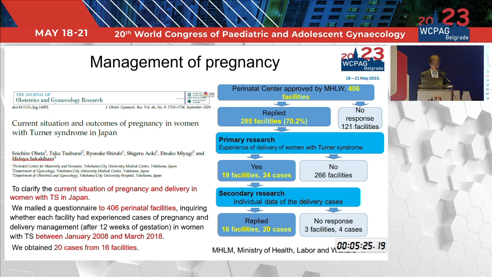This is a list of 20 cases. 13 of the 20 cases conceived due to oocyte donation. In addition, although menarche was observed, there were 3 cases in which oocyte donation was required for pregnancy in the end, suggesting the possibility that fertility preservation was indicated.